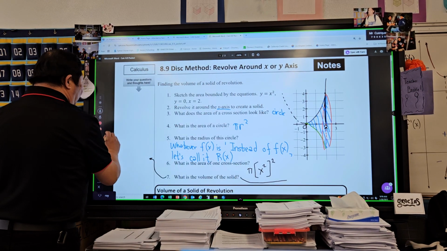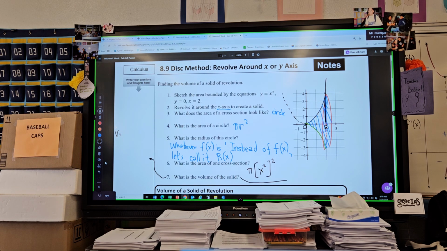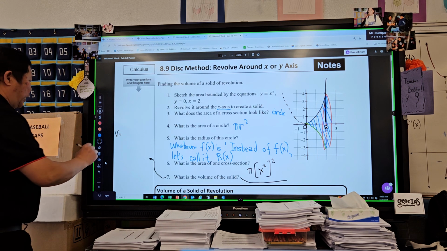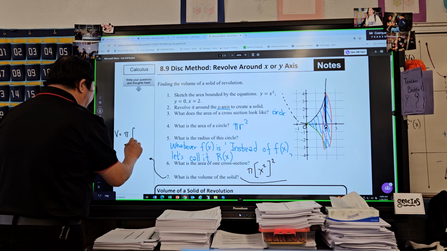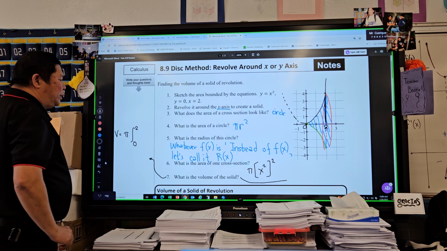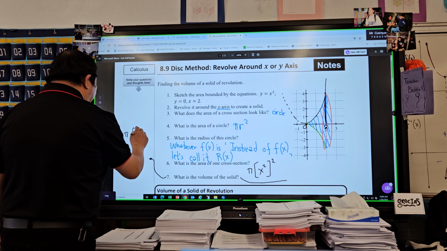So what's the formula for volume now? Volume is equal to what? Can we write first in front the pi? Okay, very good. Pi times the integral from 0 to 2 of r of x squared dx. We have r of x now, and then squared, right? So r of x is x squared, and squared gives x to the power 4.